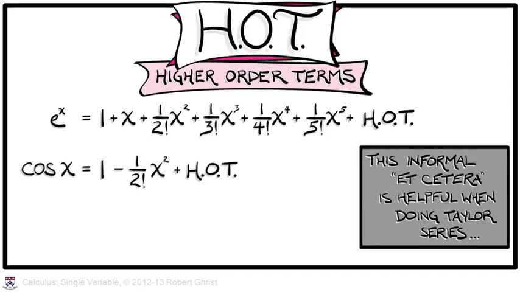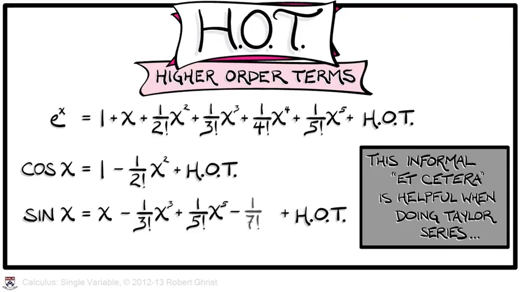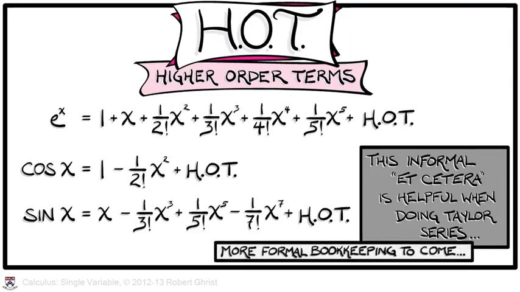This is an informal way of saying etc., and it can be a bit helpful. For example, you might say that cosine of x is 1 minus x squared over 2 plus higher order terms. We could say that sine of x is x plus higher order terms, or x minus x cubed over 3 factorial plus HOT. We could stop whenever we feel like. That's a convenient thing to do when performing computations on Taylor series. We'll use a more formal bookkeeping mechanism soon.